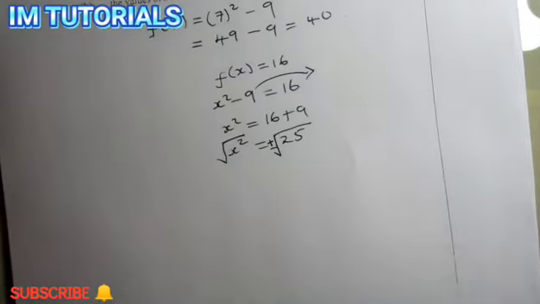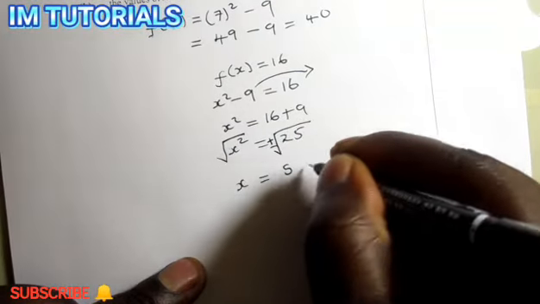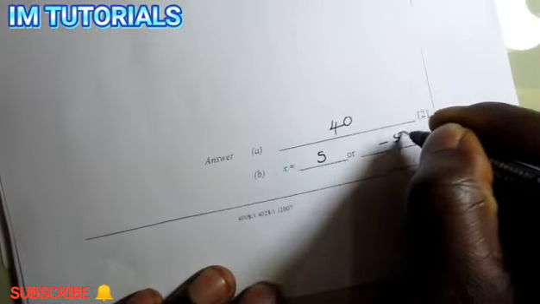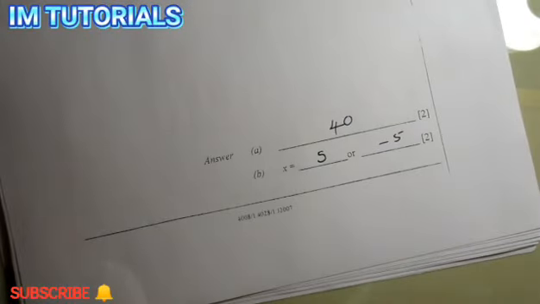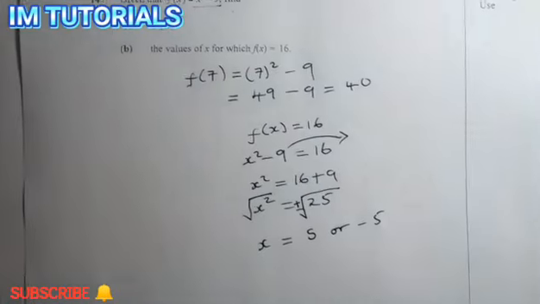Right. So what is the square root of 25? You get 5. But since there is a plus or minus, we have 5 or negative 5. So my answer is 5 or negative 5. Then you are home and dry. Then we move on to question number 15.